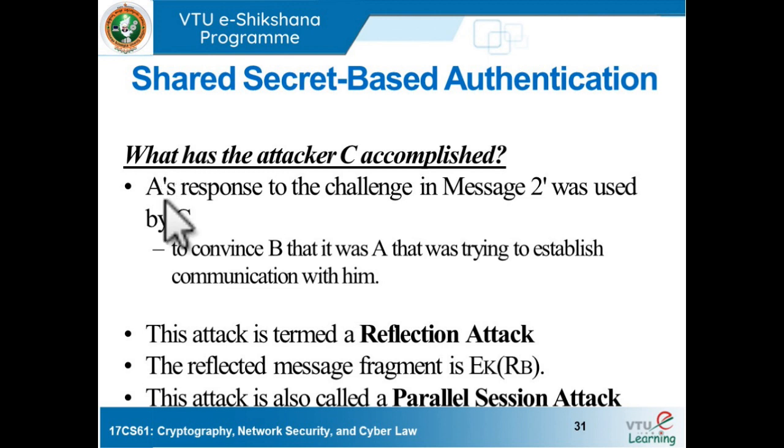Now A's response to the challenge in the message 2 dash was used by C to convince B that it was A that was trying to actually establish connection with him. Now such an attack is termed as reflection attack because a fragment of message is reflected back for having the communication successful. Now that fragment is the nonce of B, that is RB, which is encrypted using the secret key. This fragment was being exchanged between B and C and also A and C. Now this attack is also called as parallel session attack.